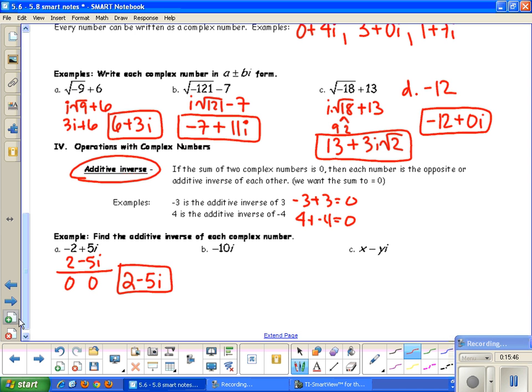We're not changing the sign of the second term, we are changing both signs. So this right here is not written as a complex number for b, so the complex number form would be 0 minus 10i. So then for this, my number would be 0 plus 10i. So that would be the additive inverse, positive 10i. So for this last one, you would get negative x plus yi.